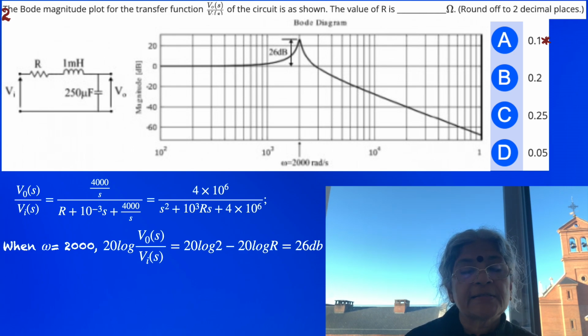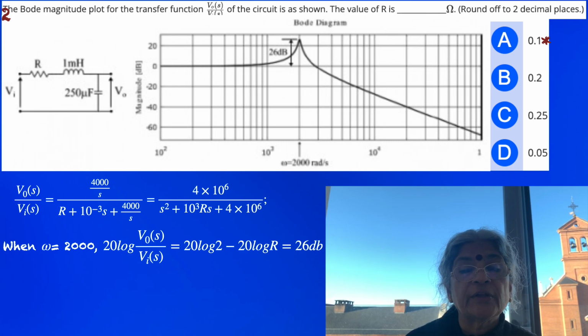This is the style we want, and we are achieving the same thing by realizing that C is the same as equal to 4000 by s. So 4000 by s divided by R plus s into 10 raised to minus 3, which is the Henry value of the inductor, plus again 1 by Cs. Okay, take the s down, also take out 10 raised to minus 3.